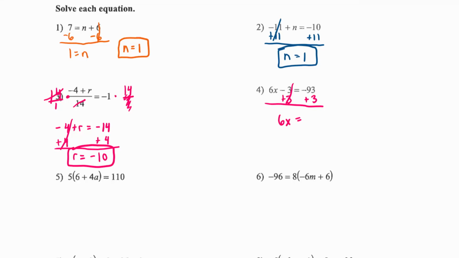Negative 90 plus 3, we subtract and keep the negative. So that's negative 90. When I divide both sides by 6, this is kind of a big number, but it actually does work nicely.